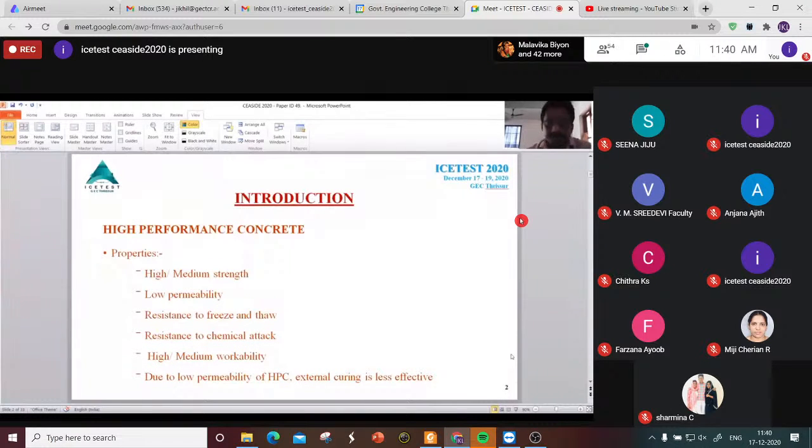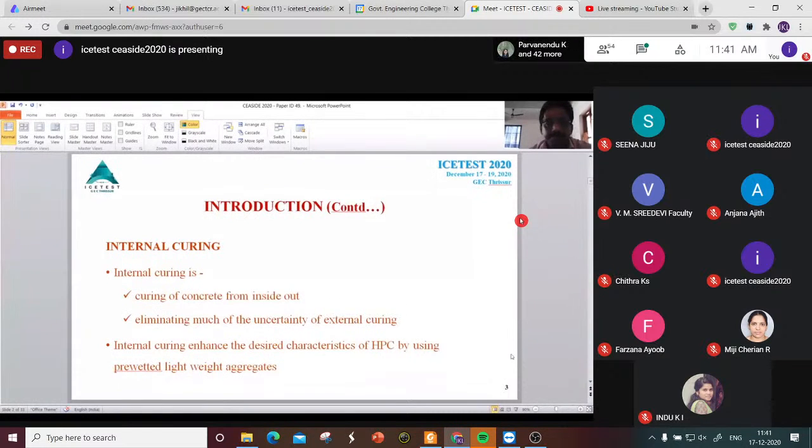As an introduction, we know high performance concrete is a concrete having high or medium strength, low permeability, resistance to freeze and thaw actions, resistance to chemical attack, high to medium workability. External curing will be less effective due to the low permeability of high performance concrete.